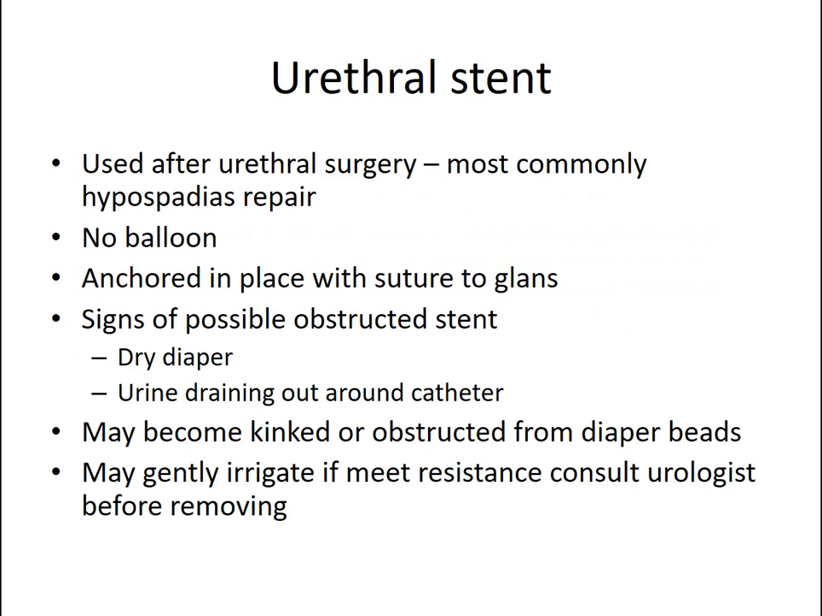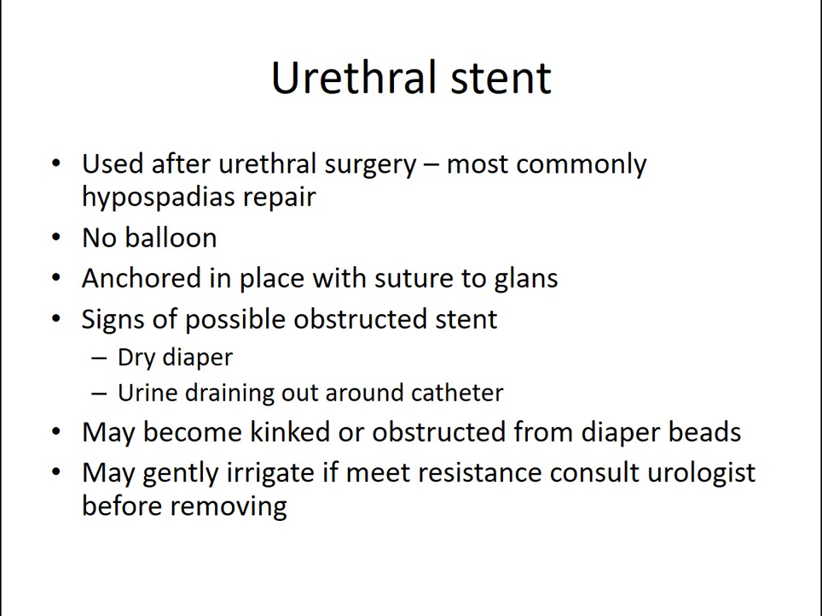Last one is the urethral stent. So we talked about a ureteral stent, the double J stent, and now a urethral stent. This is different than a double J stent. It's basically analogous to a catheter without a balloon and no balloon port. We use it after urethral surgery, most commonly after a hypospadias repair. There is no balloon to anchor it in place, and so typically this catheter is anchored in place with a suture that we place through the glans.